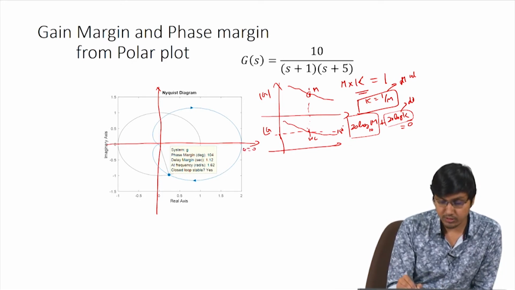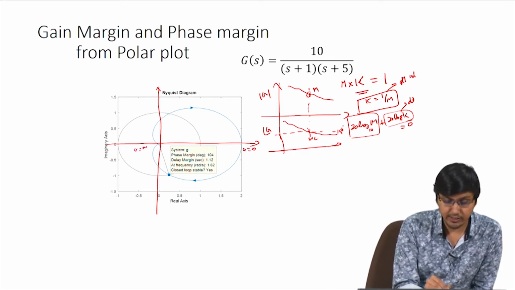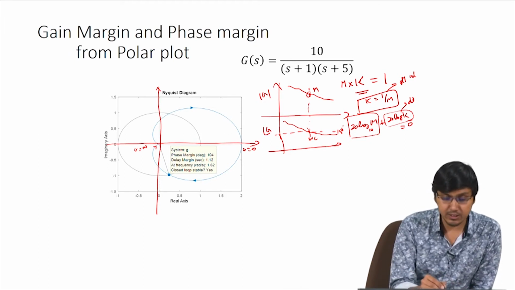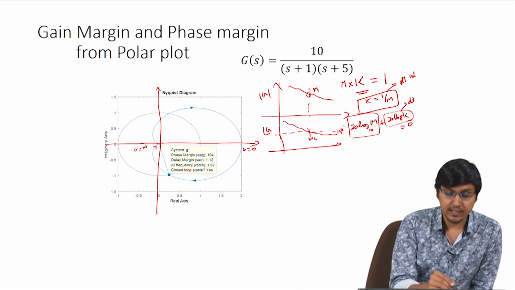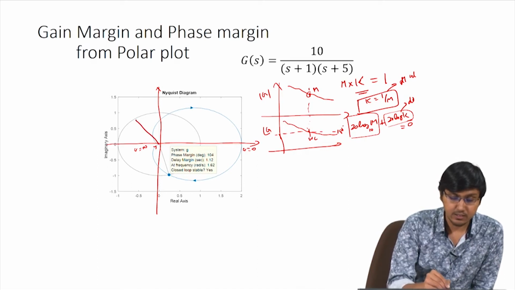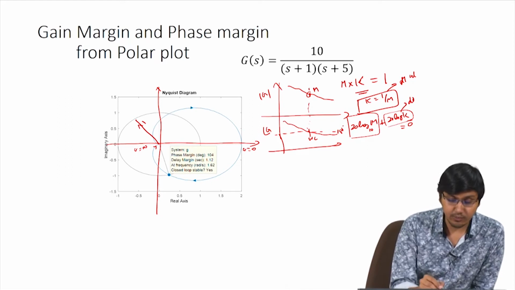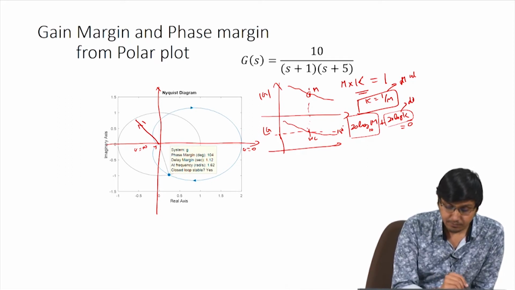So, this is omega equal to 0 and this is the omega equal to infinity point. So basically what happens, you draw a circle of radius 1, that is the first thing you do, and the next thing you can do is look here.